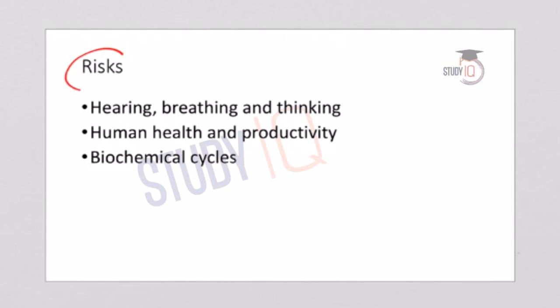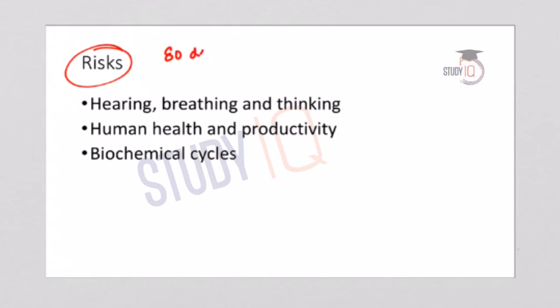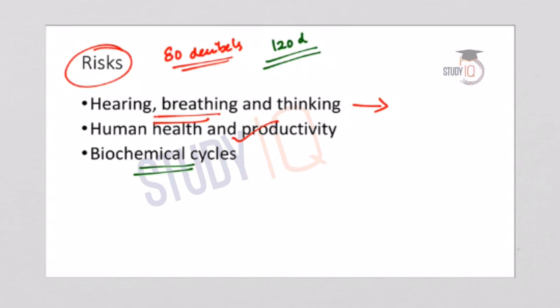Now let us understand what are the risks associated with noise pollution. So prolonged exposure to any sound that is louder than 80 decibels, even if it is music, can impair hearing, breathing and thinking process. And it will also affect human health and productivity. And if the noise goes beyond 120 decibels, it can cause changes in the biochemical cycles in human bodies.